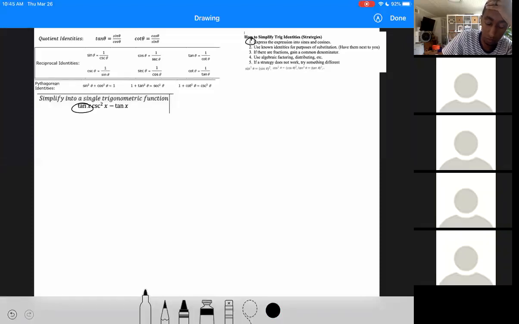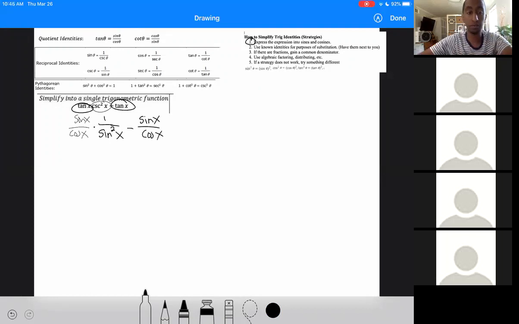Sine of x over cosine of x. Good. And it's being multiplied by cosecant squared of x. How can we do cosecant squared of x in terms of sine and cosine? 1 over sine squared of x. Good. And then minus, how can we express tangent of x in terms of sine and cosine? That's the same as the first one, right? Sine of x over cosine of x. So we express everything in terms of sine and cosine.